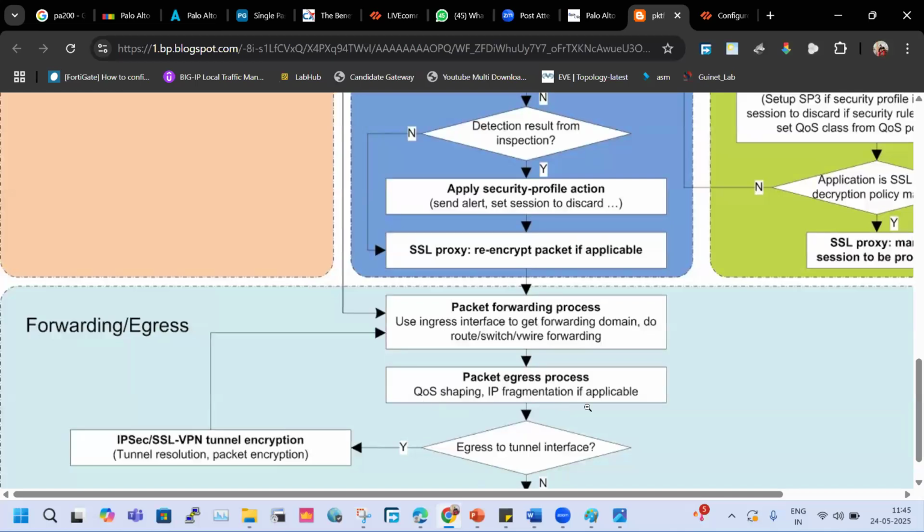Post applying the QoS shaping, it will check the egress interface, whether it is a tunnel interface or not, right? Whether it is your encrypted traffic or not. If it is your encrypted traffic, encrypted by IPsec or SSL, then it will do the encapsulation again. It will encapsulate the traffic and repeat the forwarding process. Then it will try to find the routing for that encrypted traffic, and check whether it has any dedicated interface or tunnel interface for that or not.